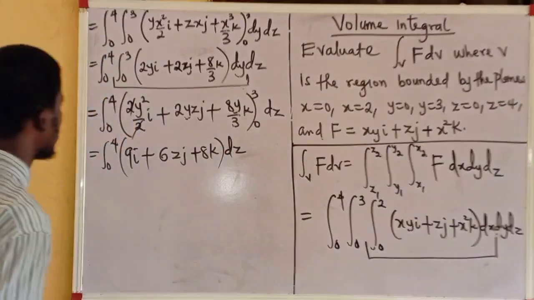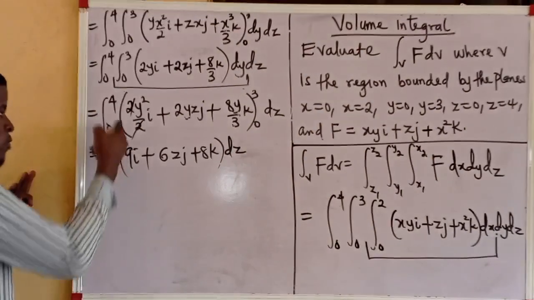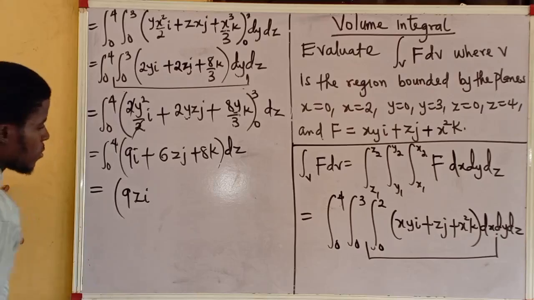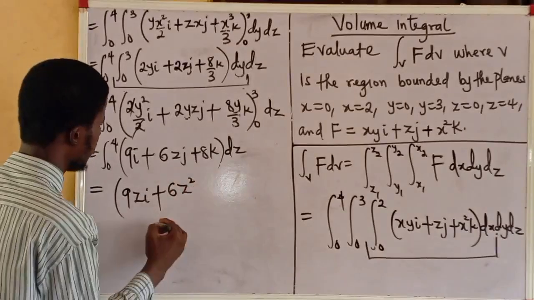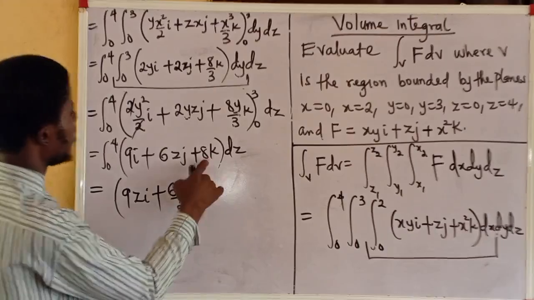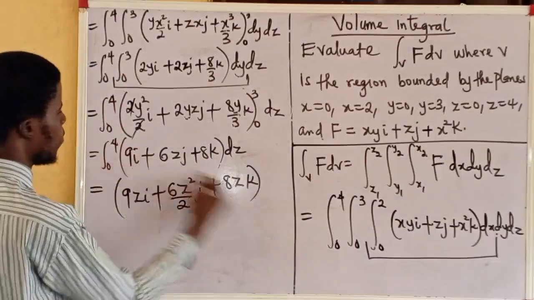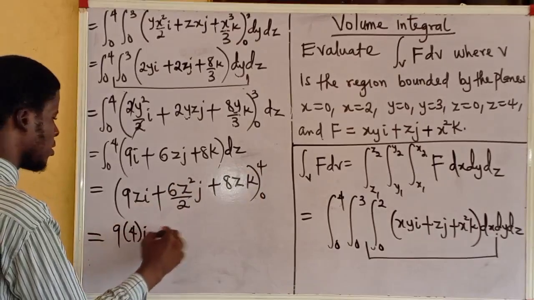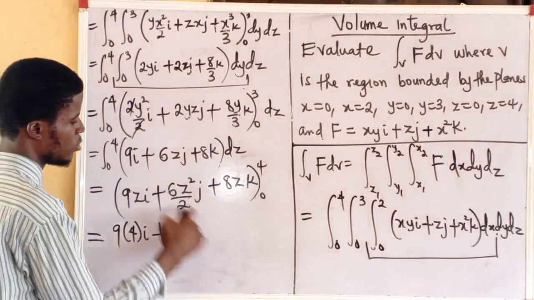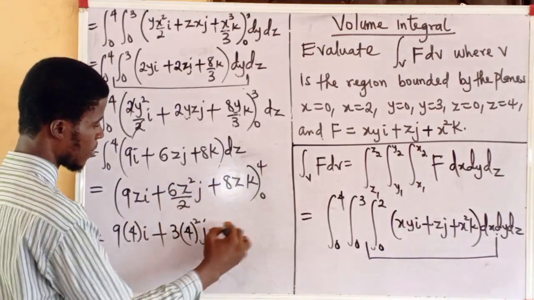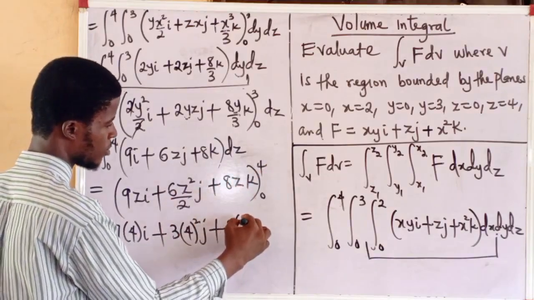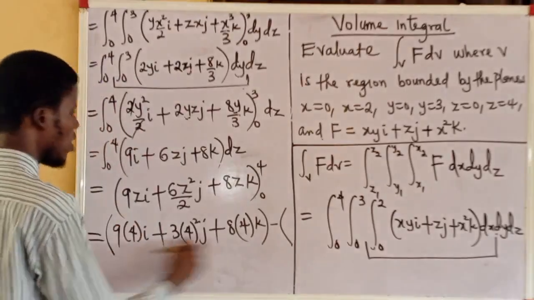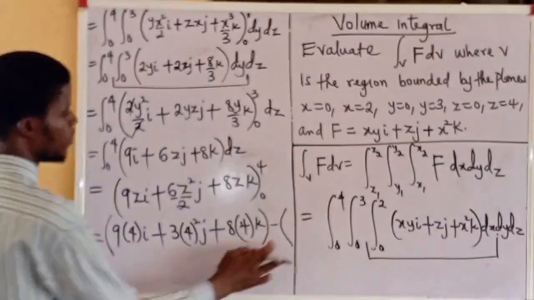Then the z. So let's now integrate this with respect to z and evaluate the integral from 0 to 4. So what would that be? Integrate 9i with respect to z, that's 9z i. This will give us 6z squared all over 2 times j. And this will give us 8z k from 0 to 4. So let's plug in 4 for z. That's 9 into 4 i. This is 3, so 3 into z squared, that's 4 squared j. Plug in 4 here, that's 8 into 4 k. Then minus, I should plug in the lower limit for z, but it will give me 0 also. So no need for that.